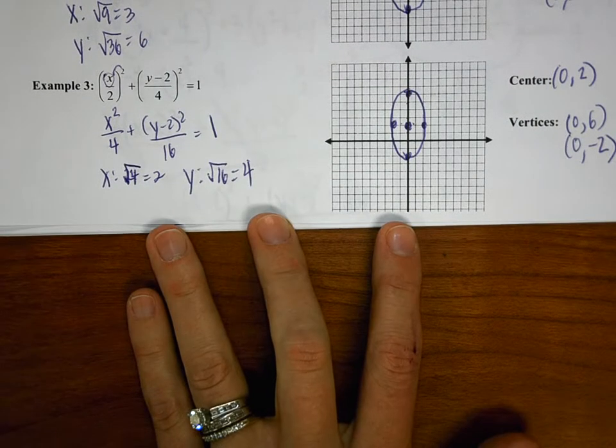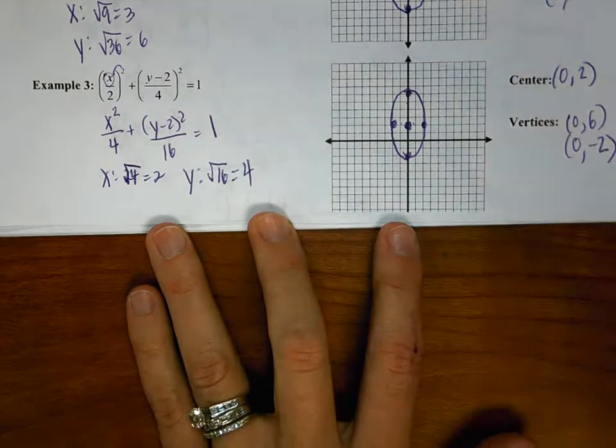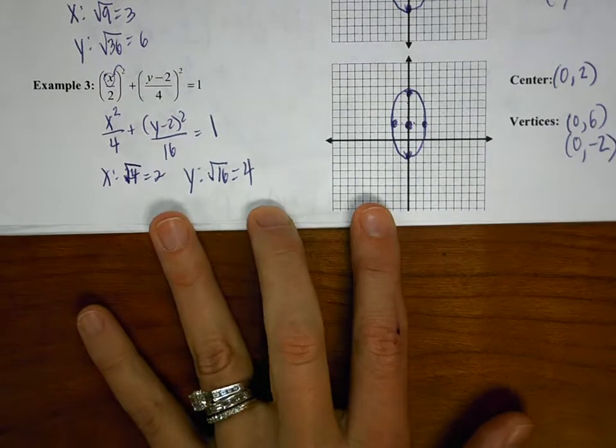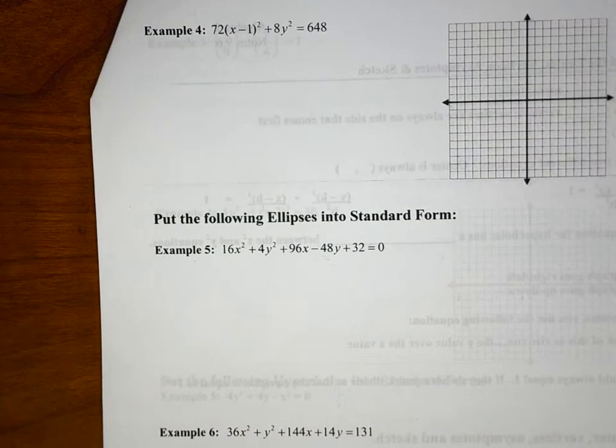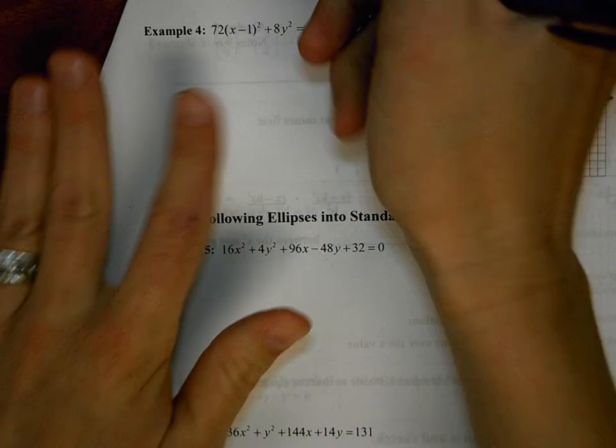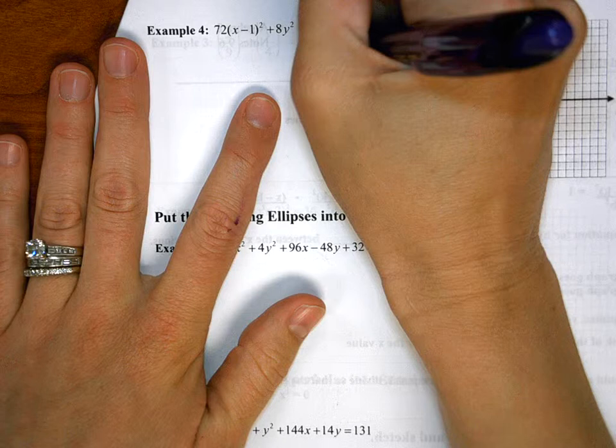Will the center always be at 0, 0? When you're counting, yes. You always start at the 0, 0 and then count. Okay. Other questions? Okay, let's move on to the next page. So what are we going to need to do on this one? Good. Divide by 648 to every single term.